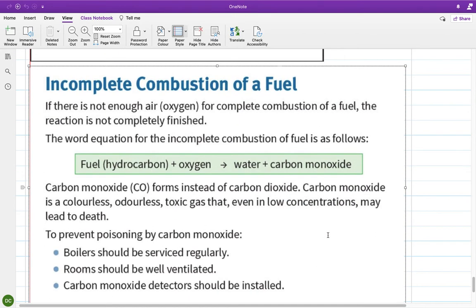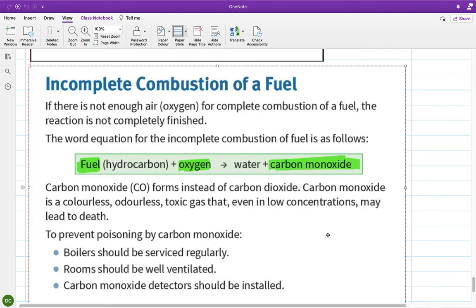And then just this one, I just thought this was interesting. An incomplete combustion reaction. If there is not enough air or oxygen for a complete combustion reaction, then the reaction is not completely finished. The word equation for an incomplete combustion reaction is as follows. If you have a fuel, like your turf or your natural gas or your candle, and you mix it with oxygen, but there isn't enough oxygen, that's how carbon monoxide is produced.